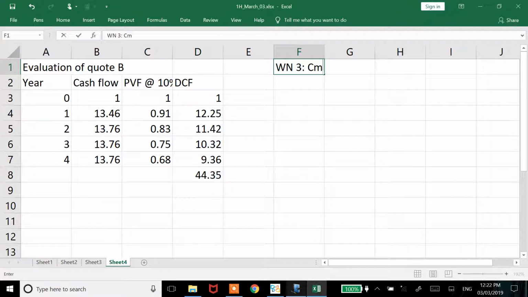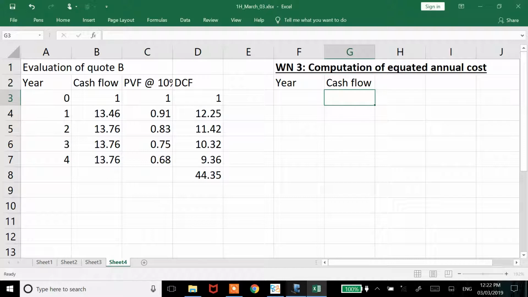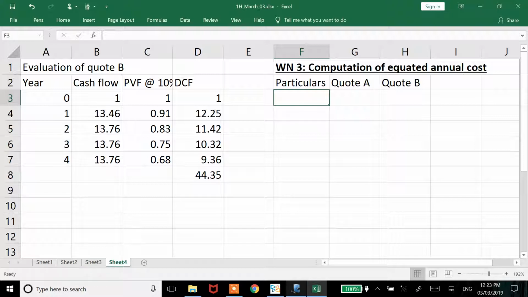Computation of equated annual cost, particulars, quote A and quote B.